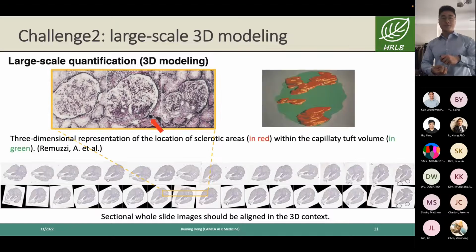Here are the images for a 3D representation of sclerotic arrows, which are the red arrows on the right side. If we can get the 3D modeling, the pathologist can analyze all of the morphological patterns with sectional glomerular patterns and make a final decision.